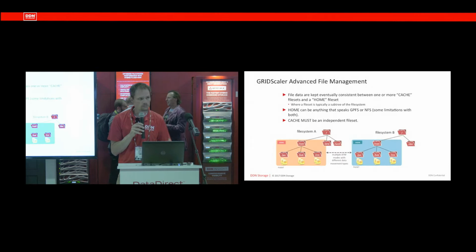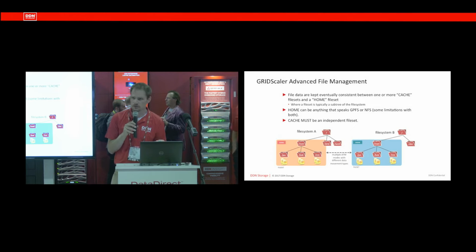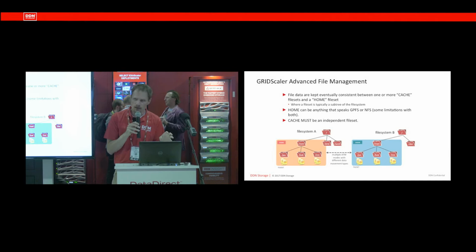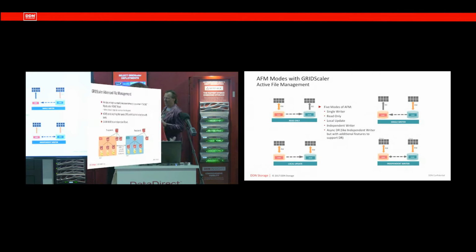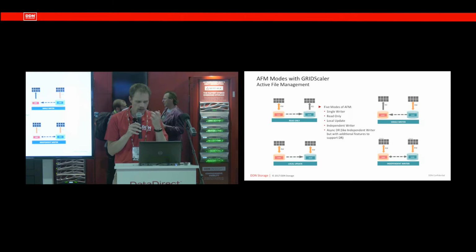And then moving on to managing the data for a long-term solution or for an archive, GRIDScaler does offer the Advanced File Management solution, AFM for short, which allows you to take data from a published file system and move that data over to a backup or alternate site. There are multiple methods of being able to do that. So there are 5 different modes that you can utilize with AFM: a single writer, a read-only, a local update, an independent writer, or an async disaster recovery.